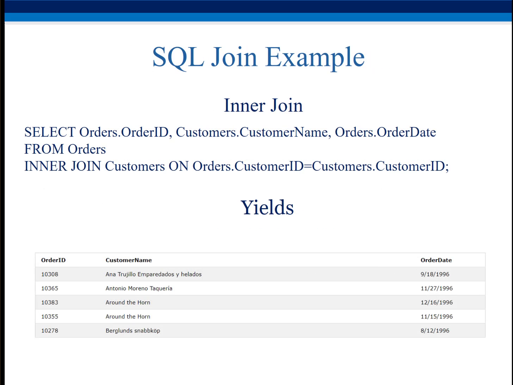So we have select orders.order ID. Notice that you need to put the table name dot, customers.last name, or the order date from orders. Now you're inner joining the customers on where the order's customer ID equals the customer's customer ID. So we take care of that. It gives you this exactly right here.